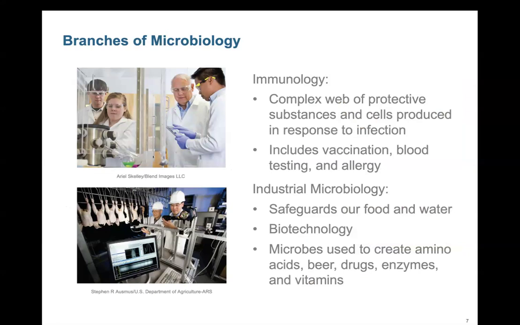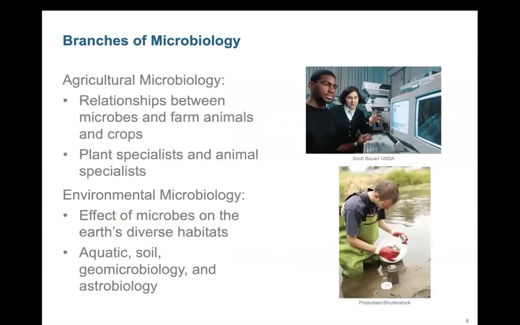We also have industrial microbiology. This is the safeguards for our food and water. Biotechnology, as well as microbes used to create amino acids, beer, drugs, enzymes, and vitamins. For example, acetic acid, which is vinegar, is produced by microbes. Fermentative processes for our water safeguards. A lot of purification of water systems use microbes to actually break down organic waste within the water. So this is actually a very large field within itself.